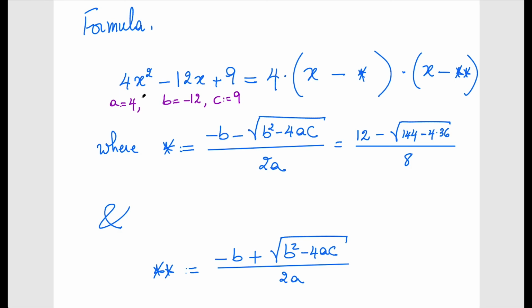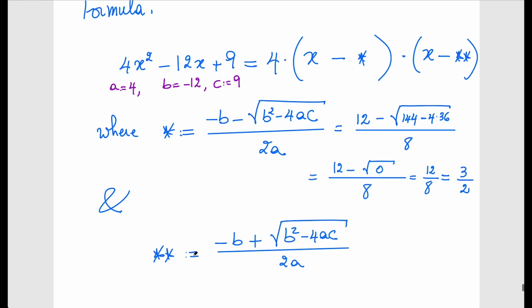So what is this equal to? 4 times 36 is 144, and 144 minus 144 is 0, so we have the square root of 0. So we get 12 over 8, which can be simplified a little more. If you simplify by 4, you get 3 over 2. One more time, we simplified by 4: 12 divided by 4 is 3, and 8 divided by 4 is 2.